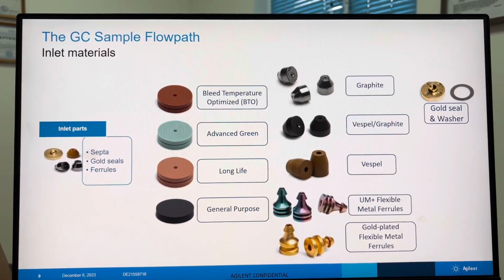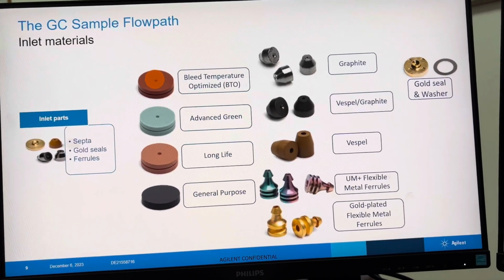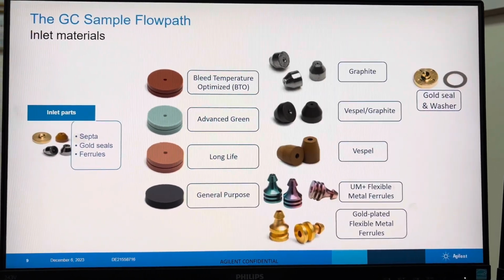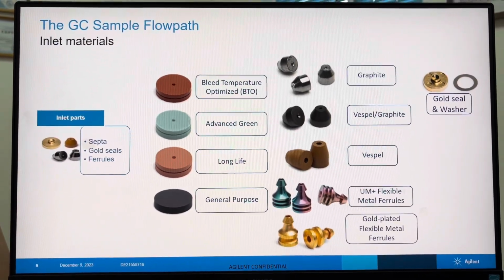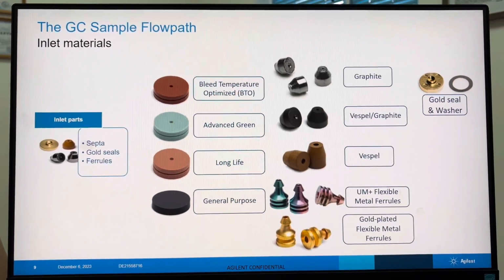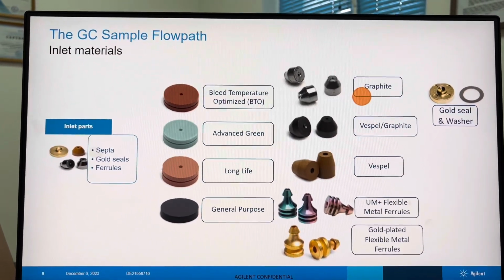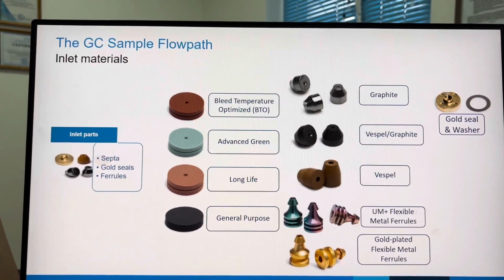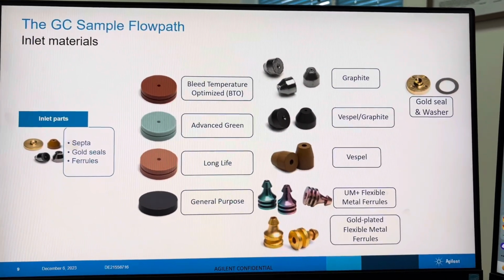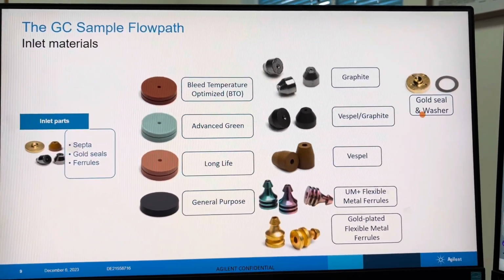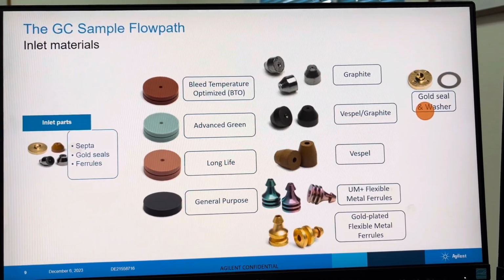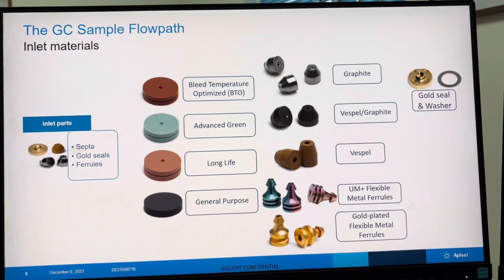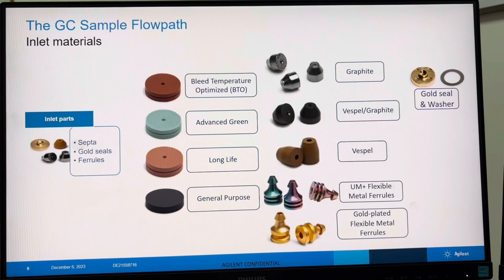And another important part is, after the septa, there are ferrules, where graphite ferrules, Vespel graphite ferrules, and ultimetal ferrules are available. We will see what is the use of each one, as well as a gold seal and washer, which will be recommended by the service engineer. So we don't look into that much. If we still have a problem in any of these areas, then we need to check with the service engineer for the gold seal.